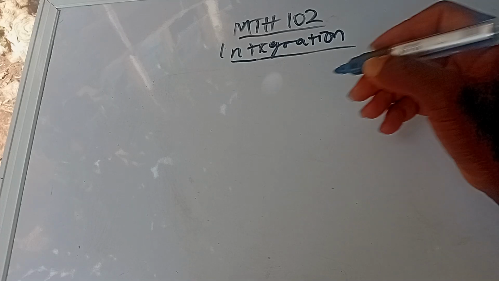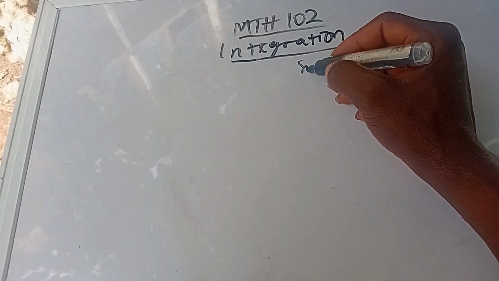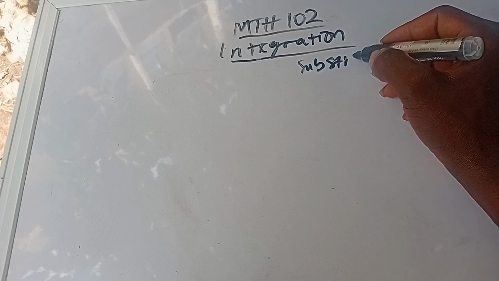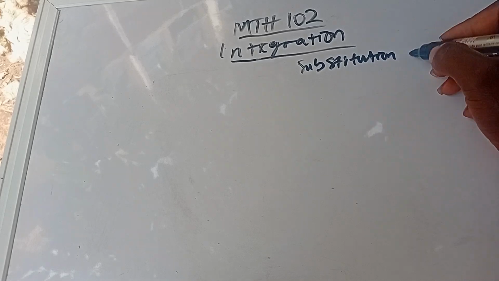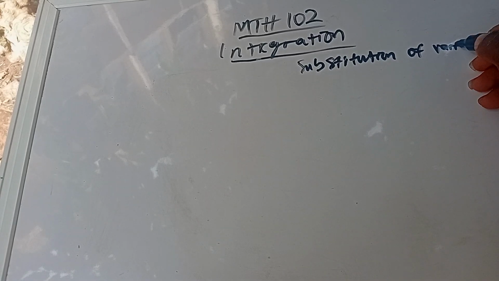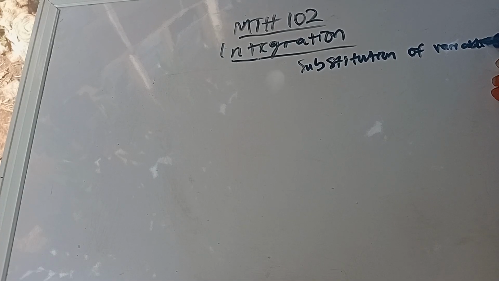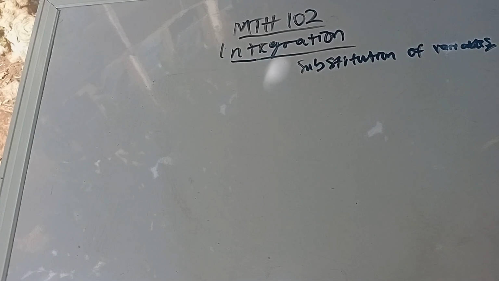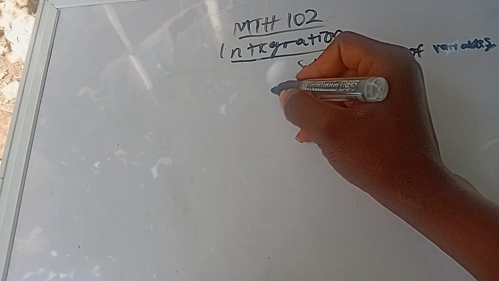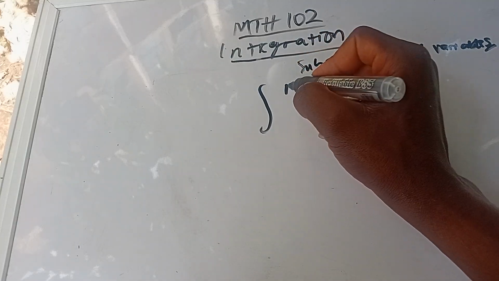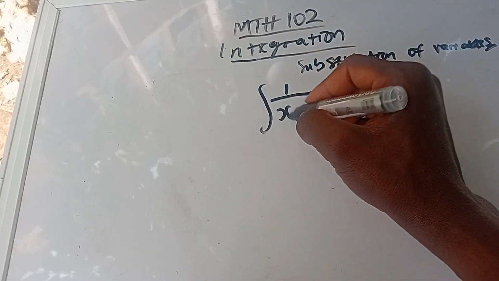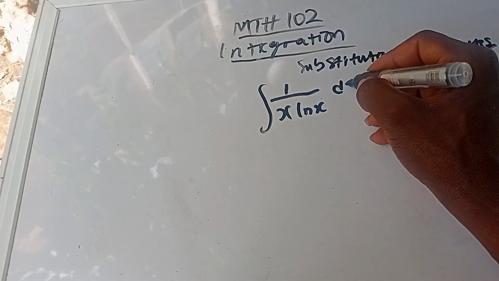So now let's quickly treat some rules. For instance, okay, let's talk about the substitution of variables, which is popularly known as u substitution because we make use of u. You can use other letters, there's no problem, but we normally make use of u. You can use v, you can use w. For instance, if I tell you to integrate, maybe the integral of 1 over x ln x dx.